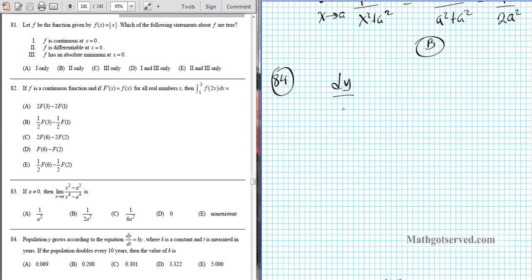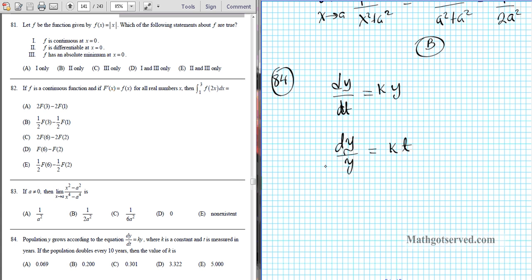dy/dt equals ky. So what function has a growth rate that is captured by this differential equation? We have to solve this differential equation first, and that will give us the function that we can use to actually find the value of k. All right, so we're going to solve this by separation of variables. Pretty easy to do here. So we have dy, divide both sides by y: dy over y equals k dt.